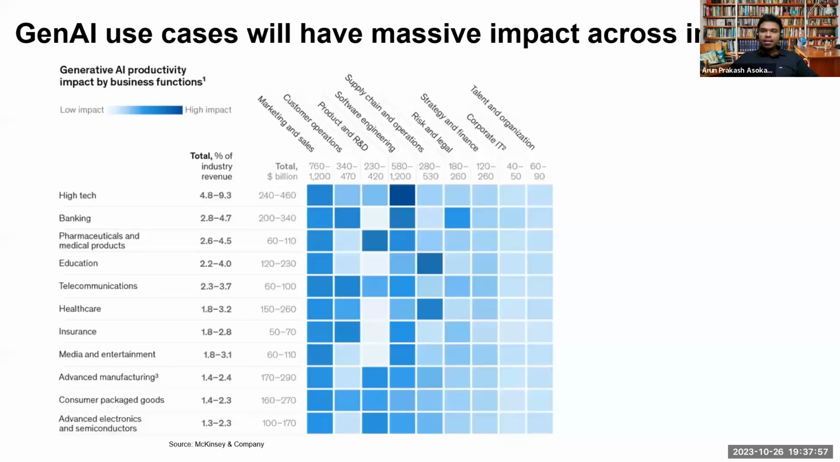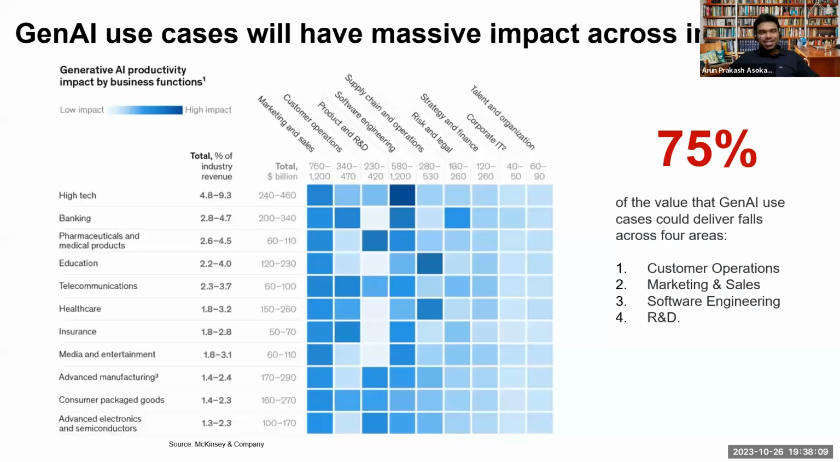And if you look at retail and consumer packaged goods, as you can see, this is potentially having an impact of 400 billion to 660 billion a year. And very interestingly, if you see these industries and the different business areas, for example, if you take banking or education or high tech, there are these common functions, right? For instance, marketing, sales, customer operations, product R&D, software engineering, legal, corporate, talent acquisition. These are all common supporting functions, right?